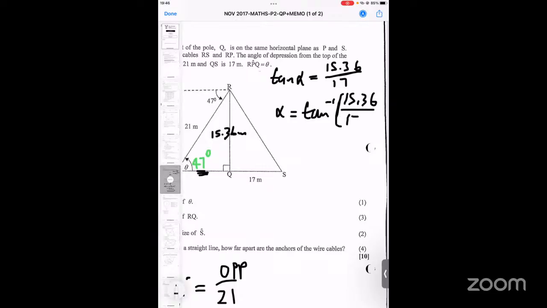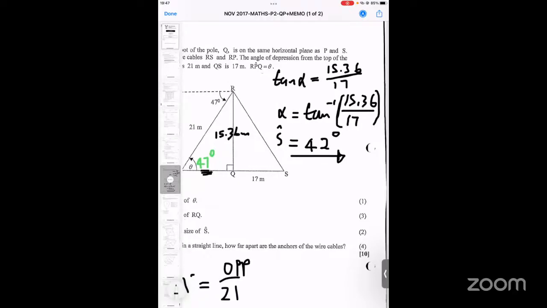So what you do now after that, in your calculator you say shift tan, and then you put in 0.9, and that's going to give you 41.99. So you say, what is the angle S? It's 41.99. Okay, then it should be 42 when you round it off. It should be 42, then you say degrees. This should be the correct answer.